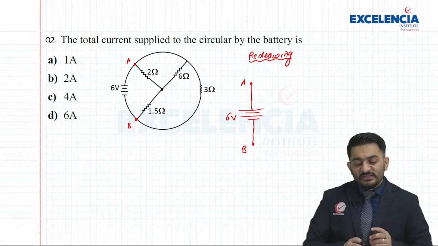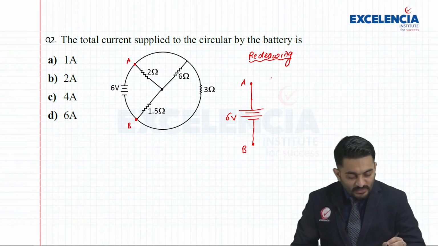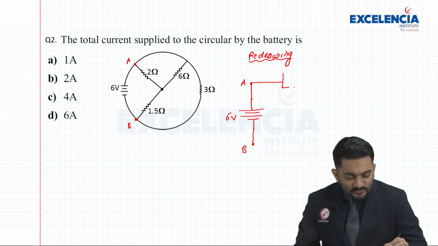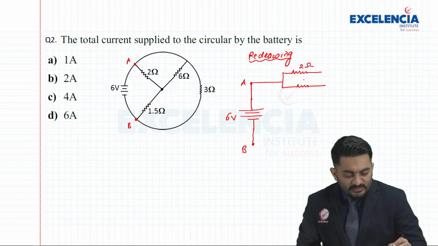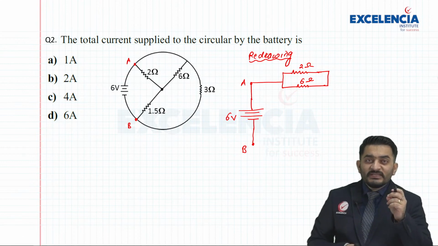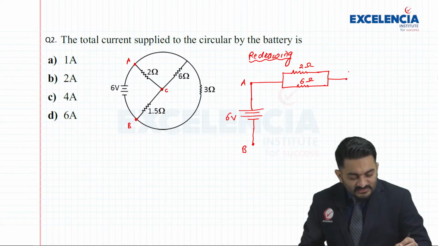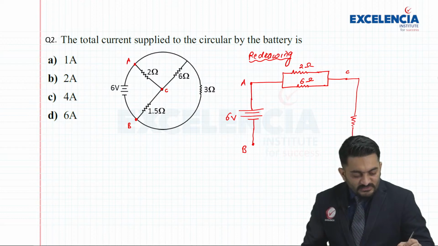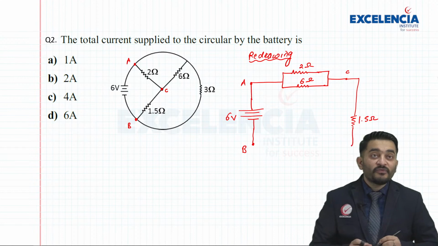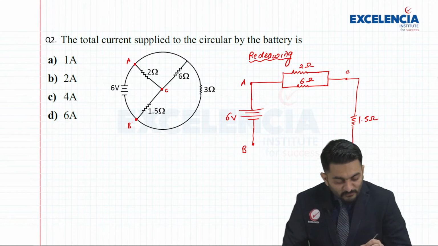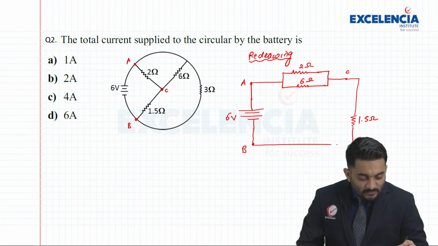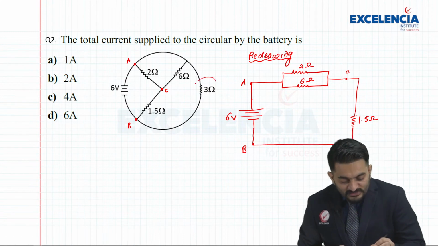Now from point A you can see the 2 ohm and 6 ohm both are connected. So for that, 2 and 6 both should be connected. I am going to connect my 2 ohm like this, and then I am going to connect my 6 ohm, and then 2 and 6 are joined together. When 2 and 6 are joined together, you can see this particular point, which you can name C. C is actually connected to one more resistance, which has a value of 1.5 ohm, and that 1.5 ohm is connected to B.